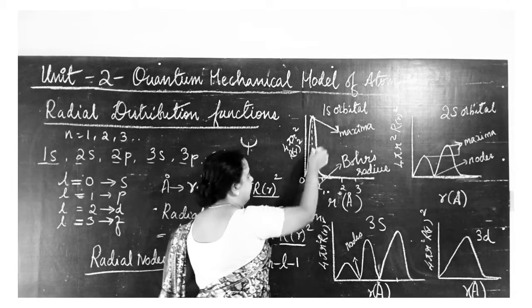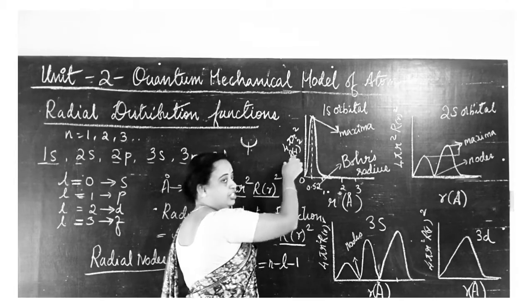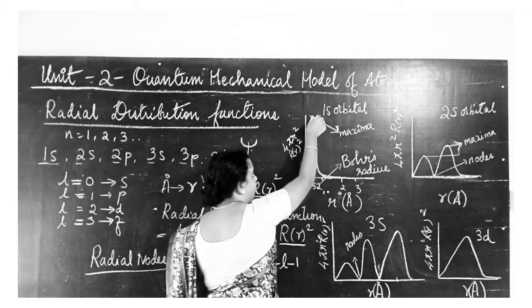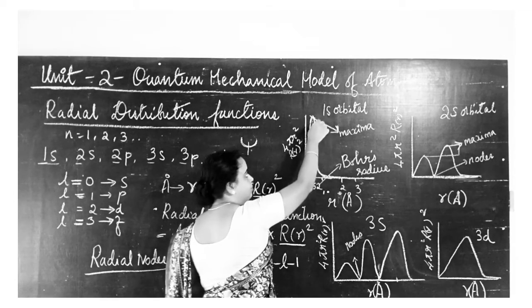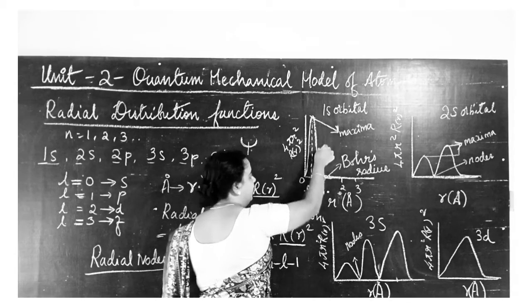Okay, so as the radius increases, what happens? This probability wave function, psi squared or R squared, keeps decreasing. So it comes to the peak, to the maximum level, and then it decreases again as the radius increases, and finally it reaches 0.